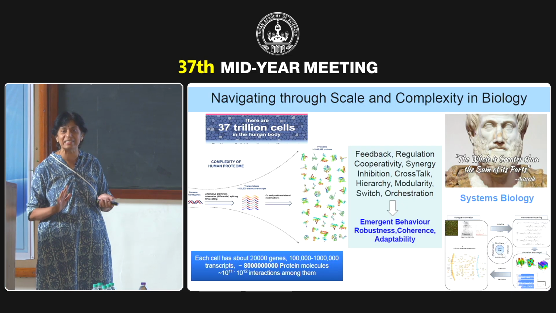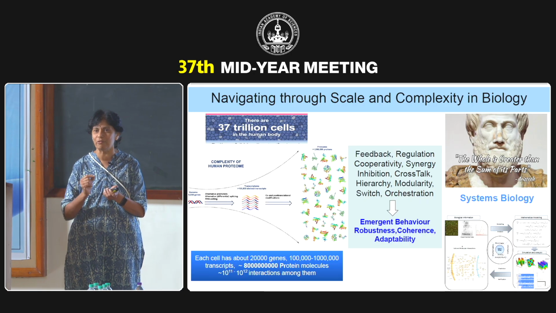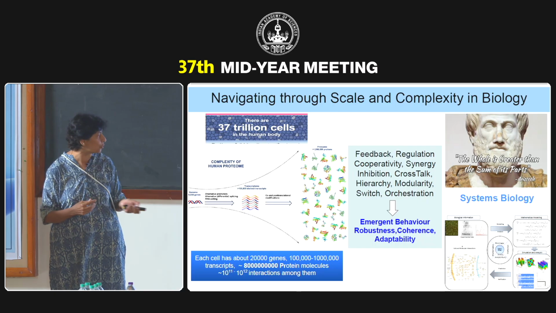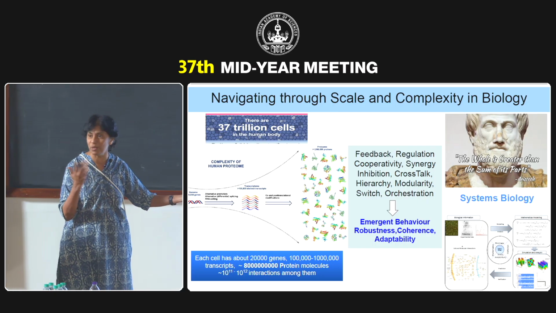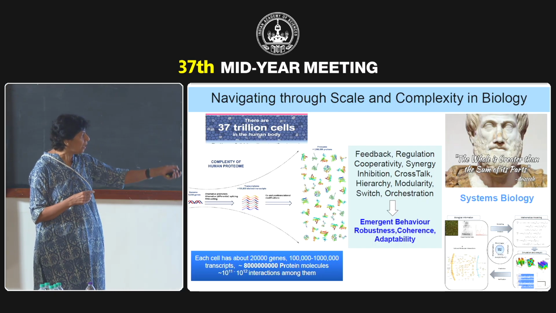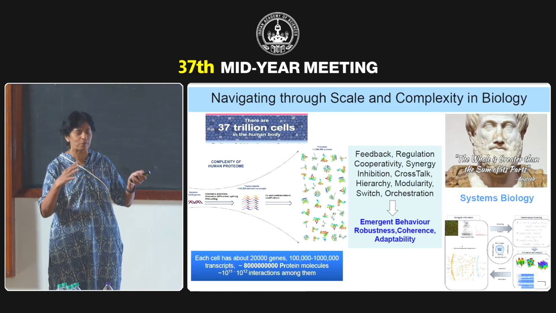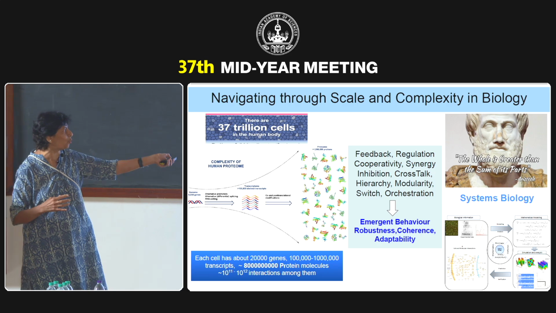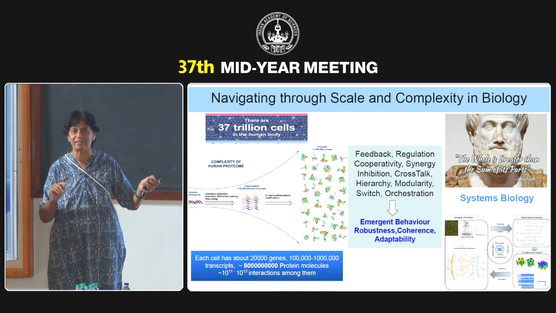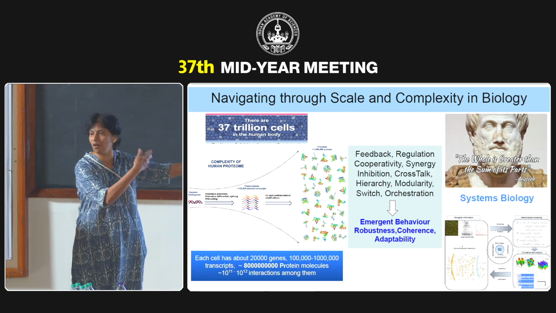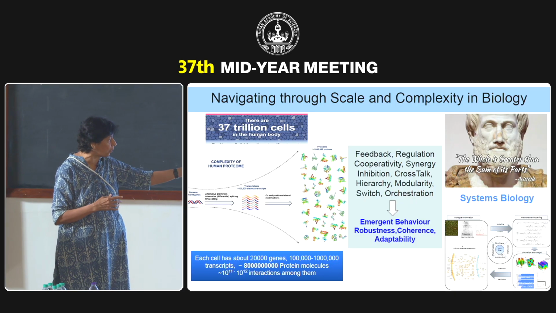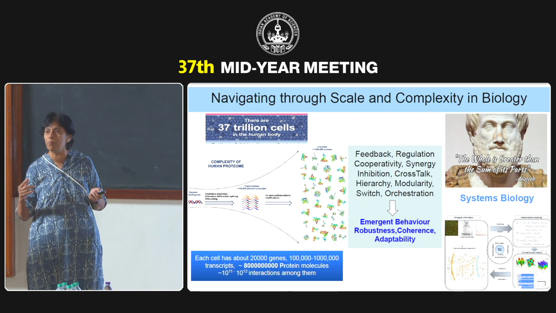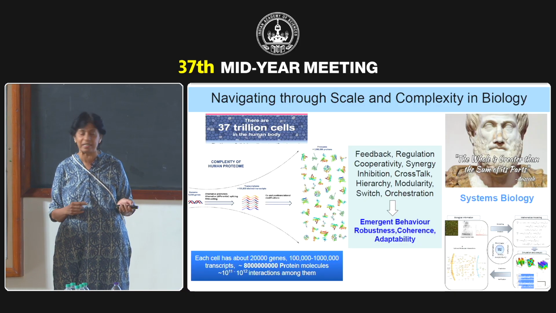So it's a very, very complex picture, and this is changing dynamically. We have seen changes within a few minutes after a trigger, maybe even earlier. Why the complexity? Homeostasis includes all of these things: feedback, regulation, cooperativity. I don't mean this as a classroom lecture, but all of these things are necessarily going on out there. And the result of this is emergent behavior, robustness, coherence, adaptability, and so on.